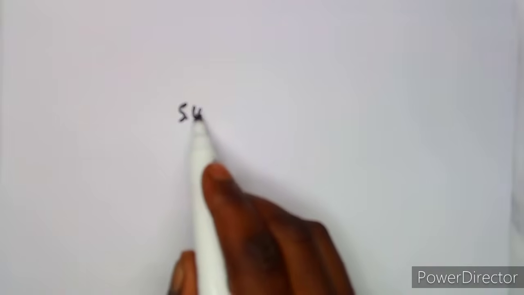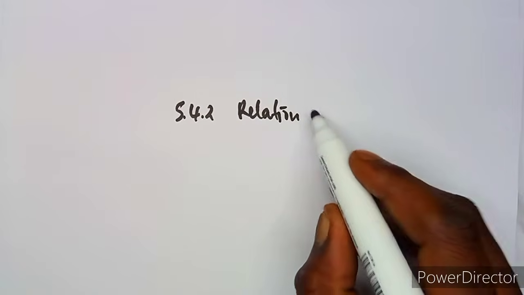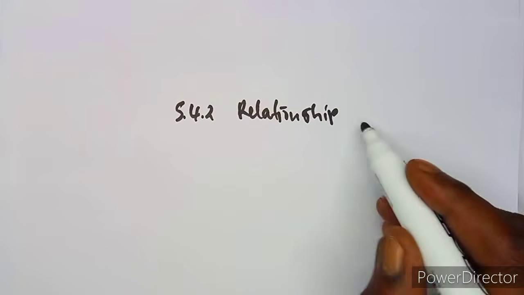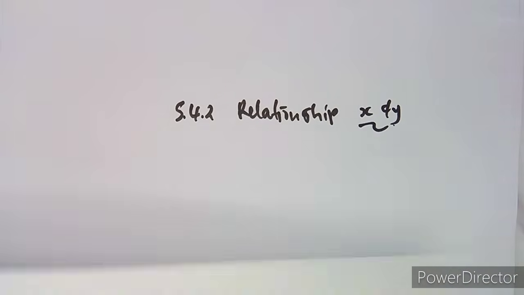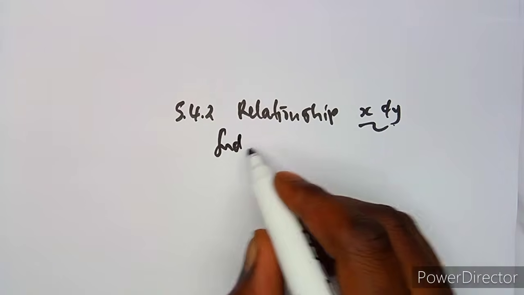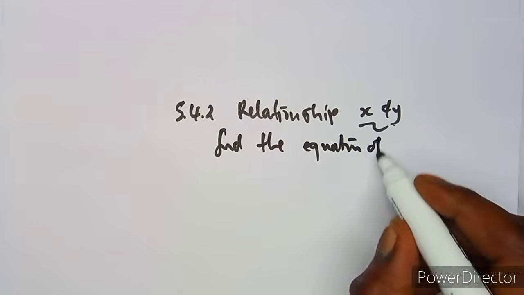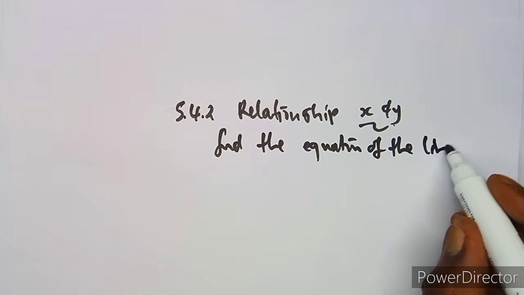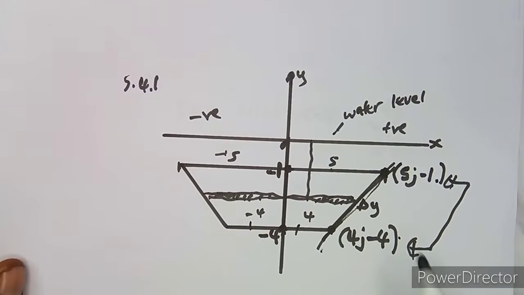So this is 5.42. So we need the relationship first, the relationship between x and y. So you need to find the equation of what? The line. So find the equation of the line. We are going to talk about this after finding the equation of the line. Okay, so for the meantime, let's find the equation of the line.